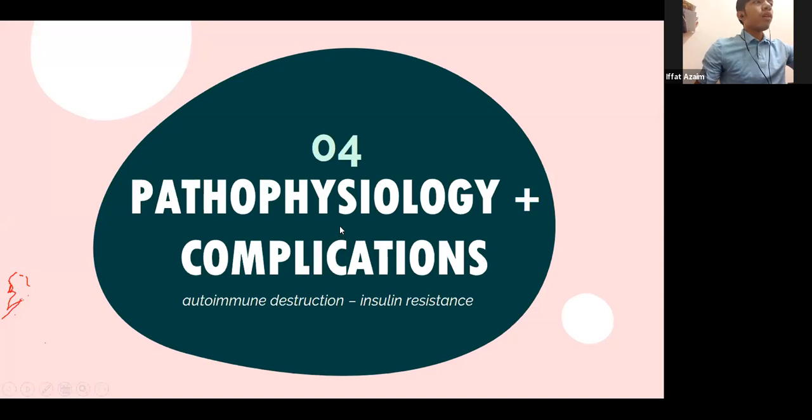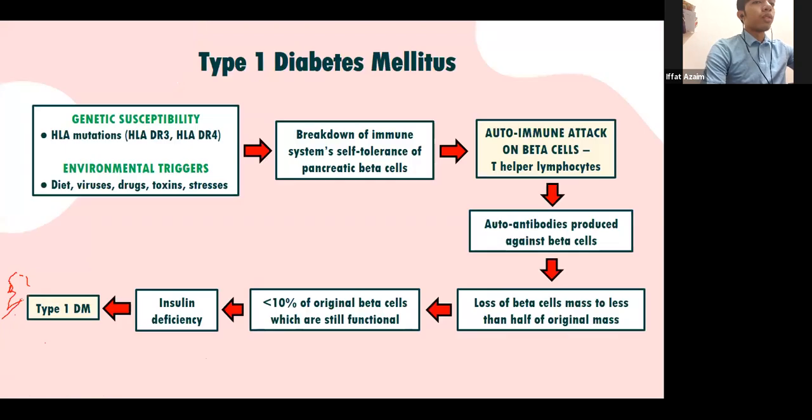And then, so how does type 1 and type 2 occur? Mainly, type 1 DM, diabetes mellitus, is due to autoimmune destruction, which can be caused by two things, genetic susceptibility and also environmental factors. For genetic susceptibility, it can be due to HLA mutations, because over 90% of cases of type 1 diabetes mellitus are associated with the presence of HLA DR3 and also HLA DR4. And for environmental triggers or factors, mainly it can be due to diet, virus, drugs, toxins, and also stress. These two factors can disrupt the self-tolerance of our immune cells towards the pancreatic beta cells.